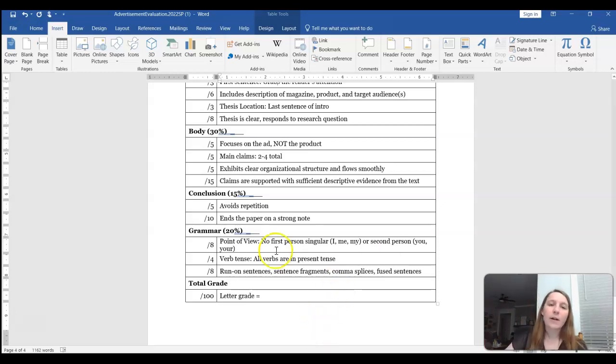All right. The other 20 points to be aware of are for your grammar. So again, no first or second person: I, me, my, you, your. He, she, they is fine. All right, but just not first or second. Also pay attention to your run-on sentences and your fragments. Again, we're looking for formal academic language.